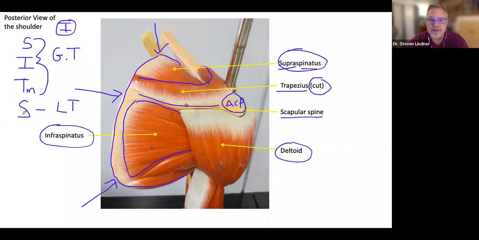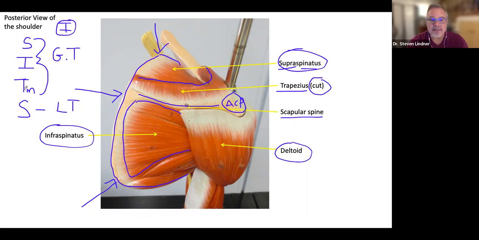So that's pretty neat, right? Three of the four rotator cuff muscles originate on their corresponding fossa. The supraspinatus originates on the supraspinous fossa. Infraspinatus originates on the infraspinous fossa. Subscapularis originates on the supraspinous fossa.